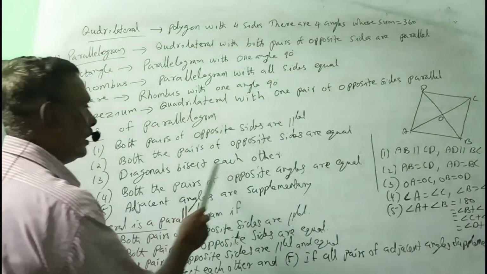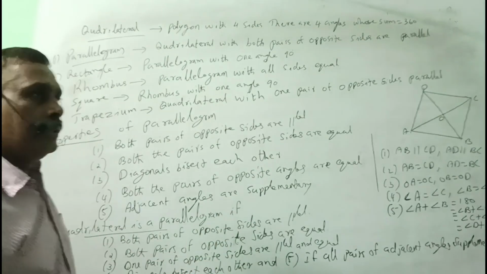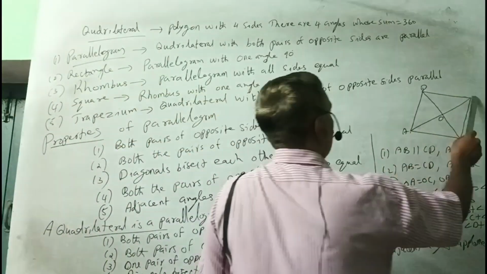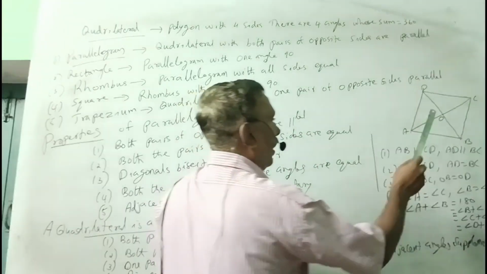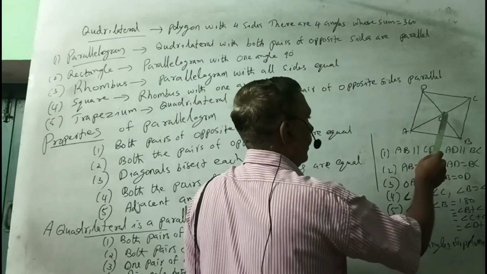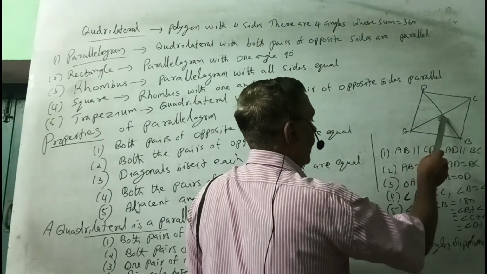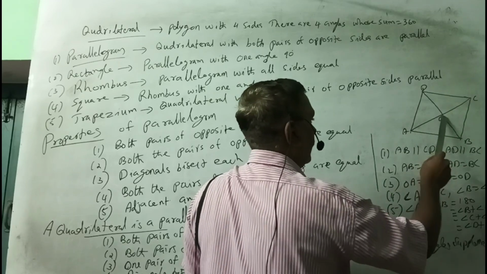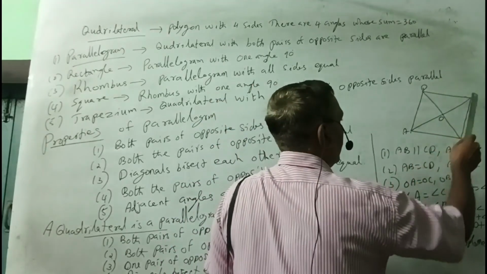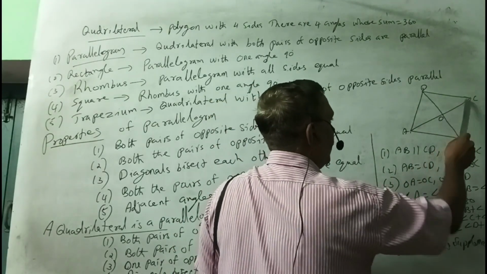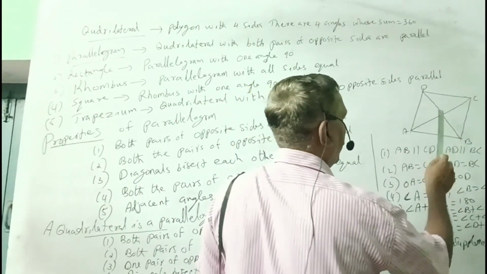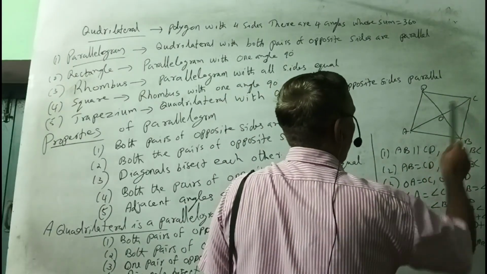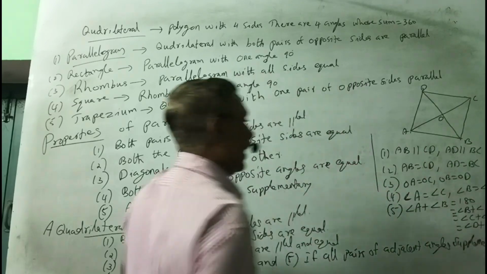Third, diagonals bisect each other. Here there are two diagonals, AC and BD, which bisect each other, meaning the distance from where they meet to each of the vertices is equal. OA equals OC and OB equals OD. O is the midpoint of both of the diagonals.